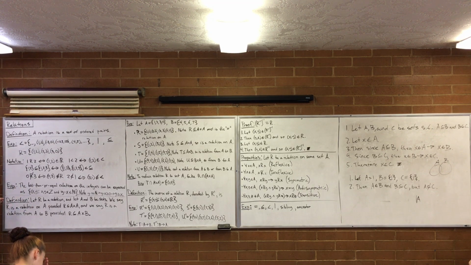So, for example, we'll eventually talk about functions. Functions are just special types of relations. You know what I mean by an ordered pair? I mean a two-element list.